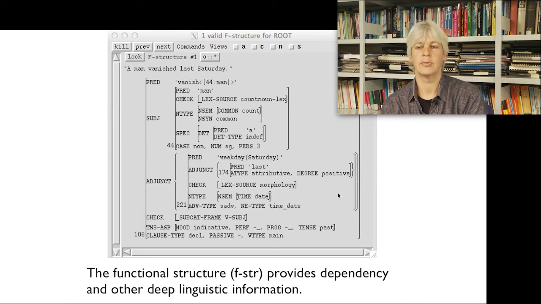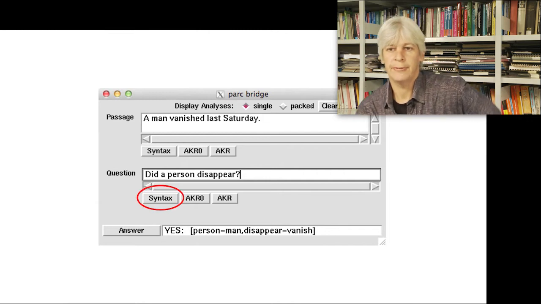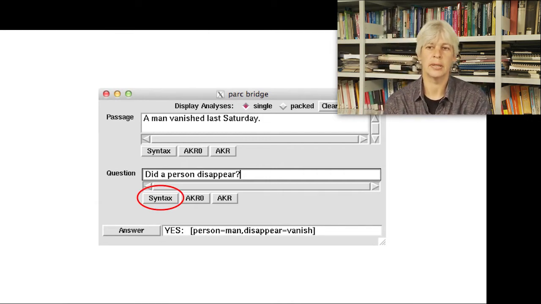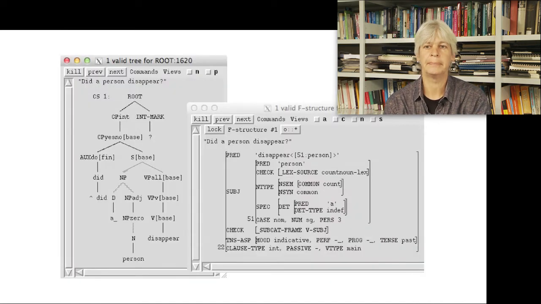And this is the kind of information that you can then use to construct a semantics, or to understand the semantics. Okay, so you have this syntax. You have also parsed the question in the same way, so let's look at that so you can see how it looks. Did a person disappear? What you get again is a tree and an F structure, and I've put these side by side here so you can see them. In this case, you see a question mark, and you also see that the grammar actually parses the punctuation. I'll be teaching you how to do that too. That's necessary in computational linguistics.